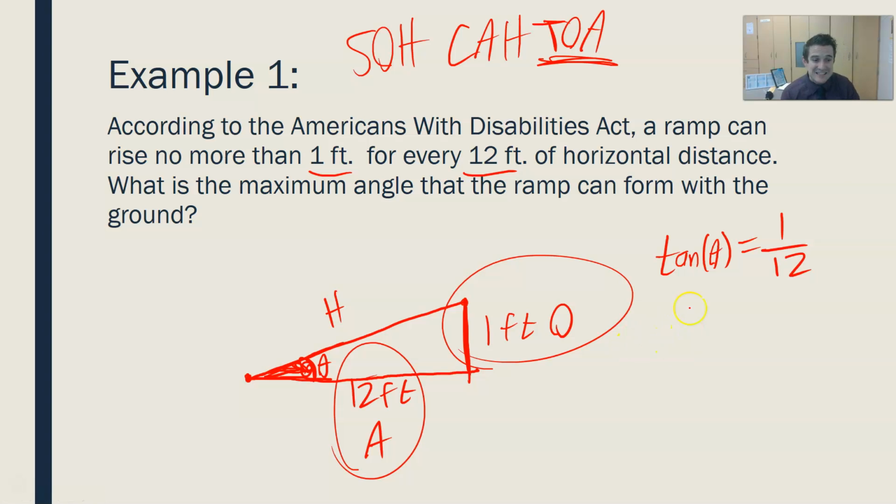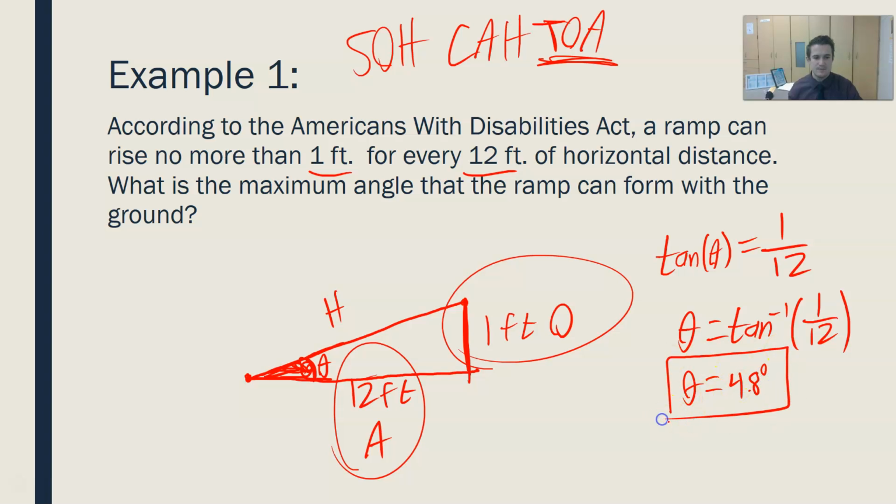Well, we just discussed, in order to undo tangent, in order to solve for this angle, I need to take the inverse tangent of 1 over 12. So I'm going to grab my handy-dandy calculator, take the inverse tangent of 1 divided by 12, which gives me an angle of, if I round to the nearest tenth, 4.8 degrees. So my ramp can't rise more than about 4.8 degrees. That's not very big. That's a pretty shallow angle. It can't rise more than about 5 degrees.